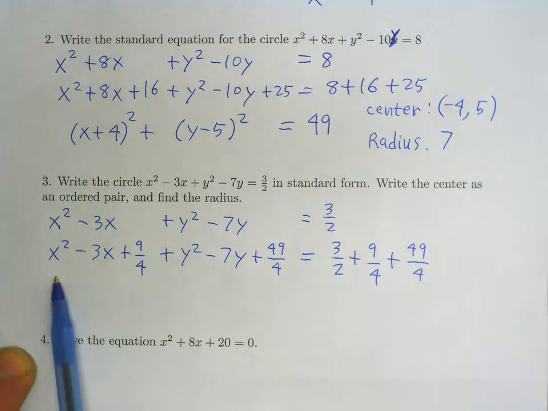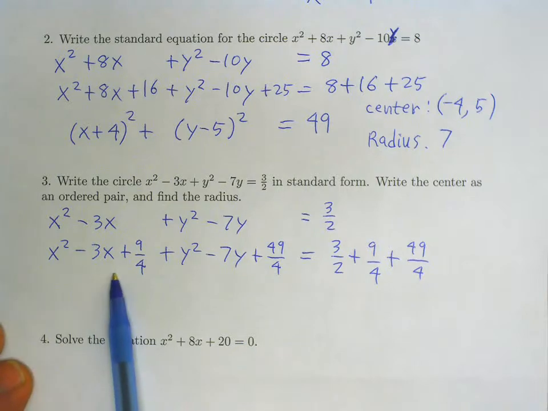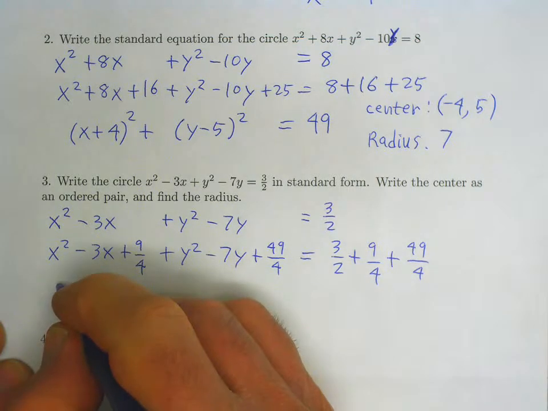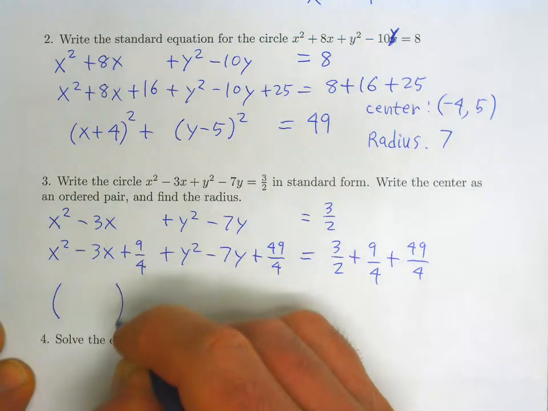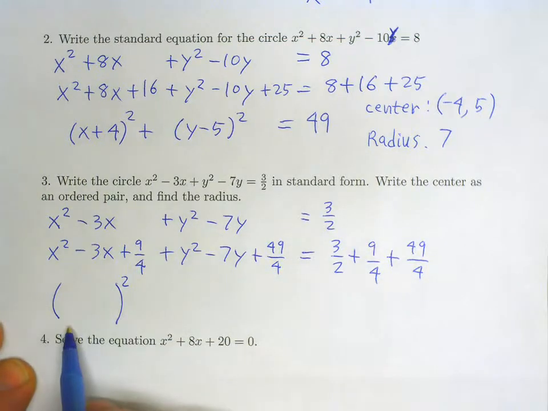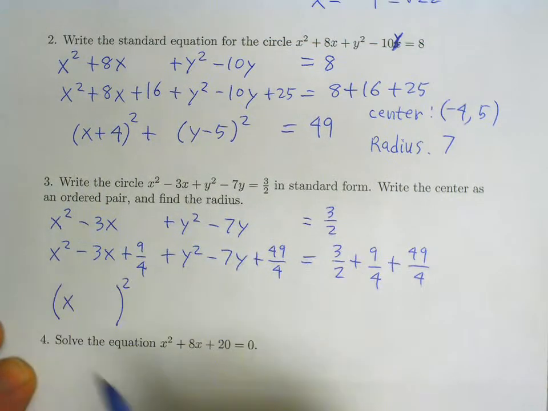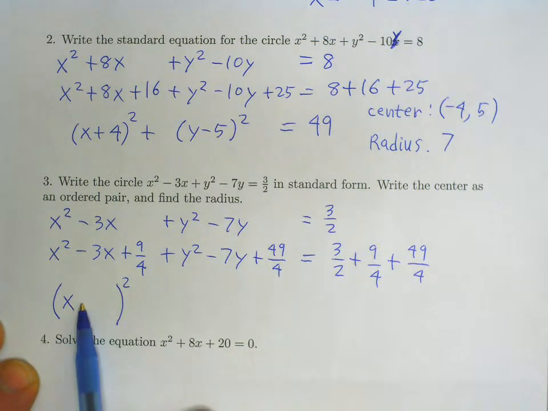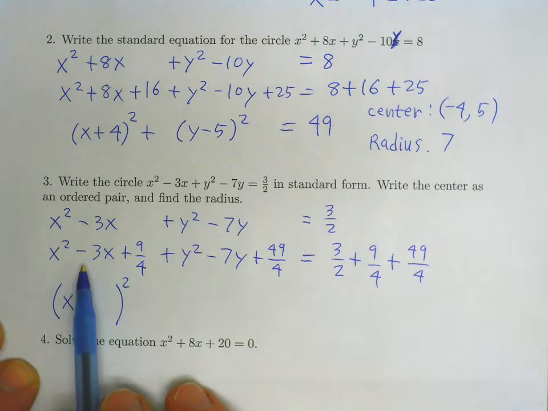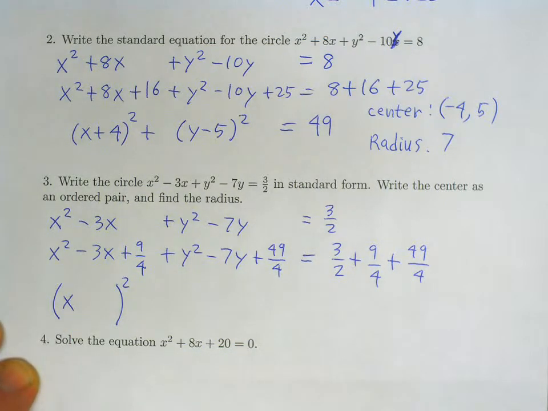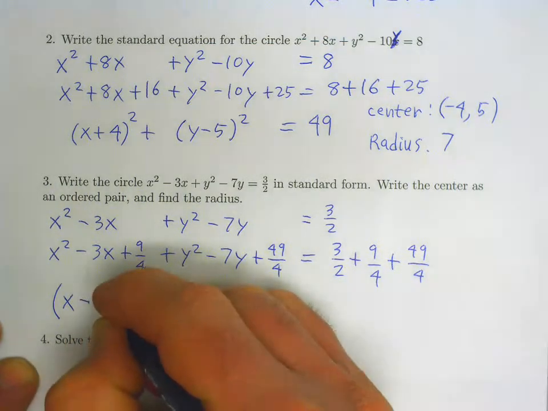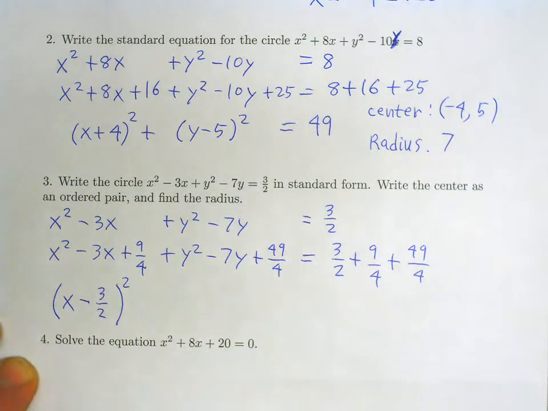This perfect square trinomial, x squared minus 3x plus 9/4, is equal to a binomial squared. The binomial has to have x in it. And what follows x? It's the same number we got when we took 1/2 of negative 3. So 1/2 of negative 3 is negative 3/2. So we write x minus 3/2 quantity squared.